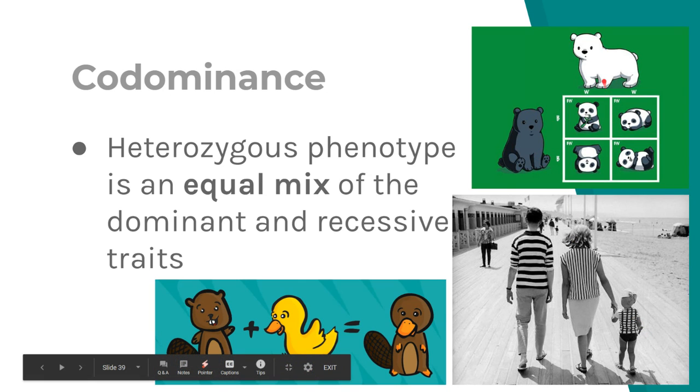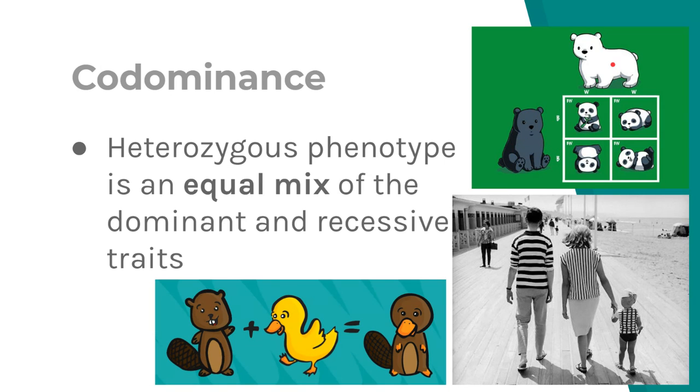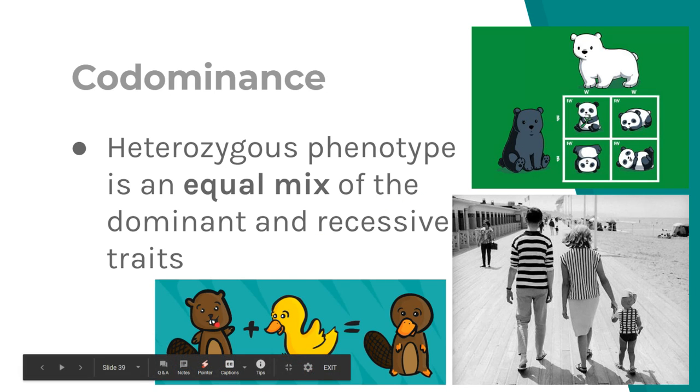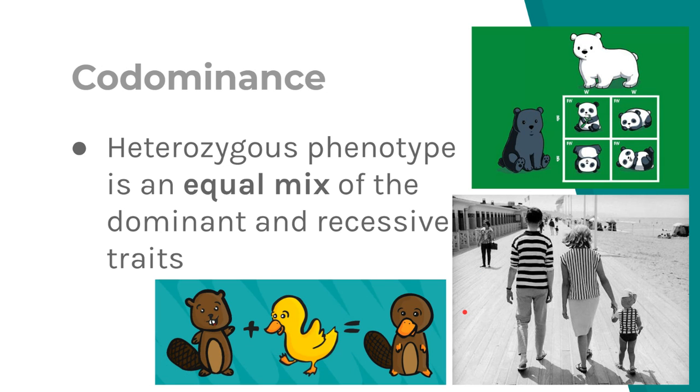If we look at these bears, again, this is not how it works, but if we have a black bear crossed with a polar bear, the heterozygous phenotype, in theory, if this is the way it works, but it doesn't, we would get black and white bears, which would be panda bears. Likewise, if we were to cross a beaver with a duck, the heterozygous phenotype would be an equal mixture of the two, making it a platypus. Again, not how life works, but they're good metaphors to hit this point home.